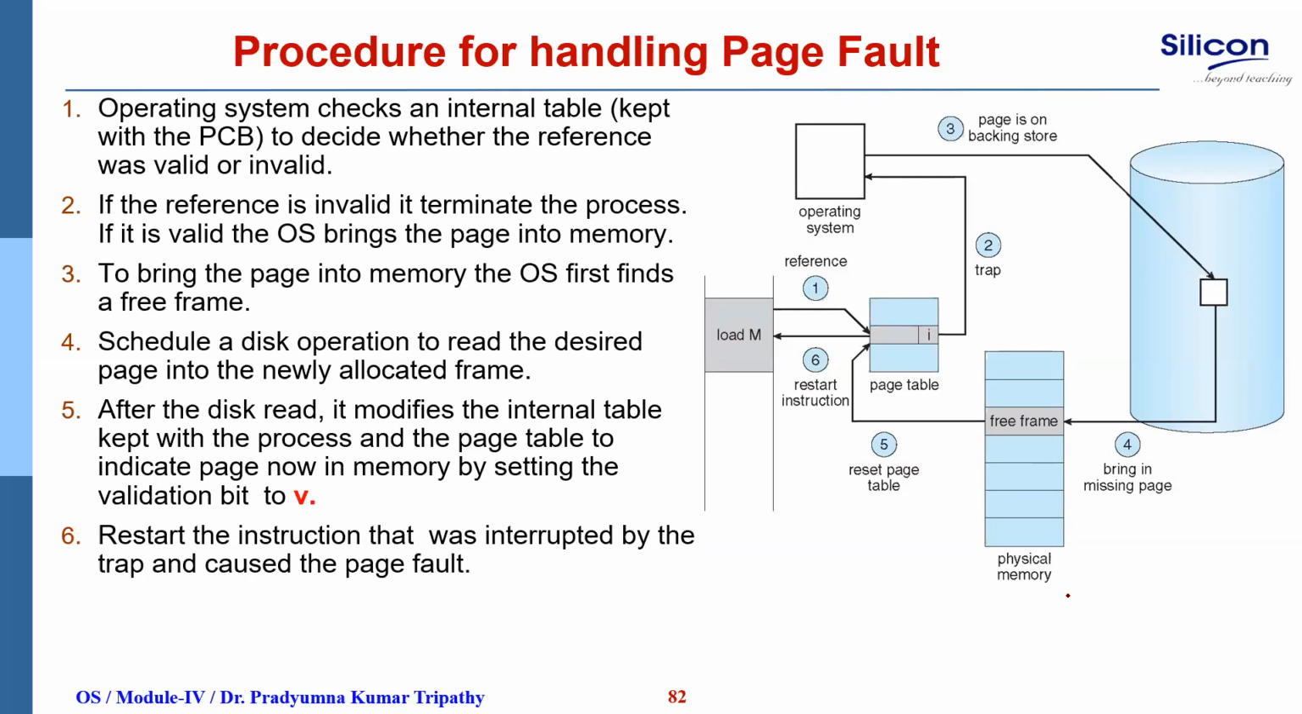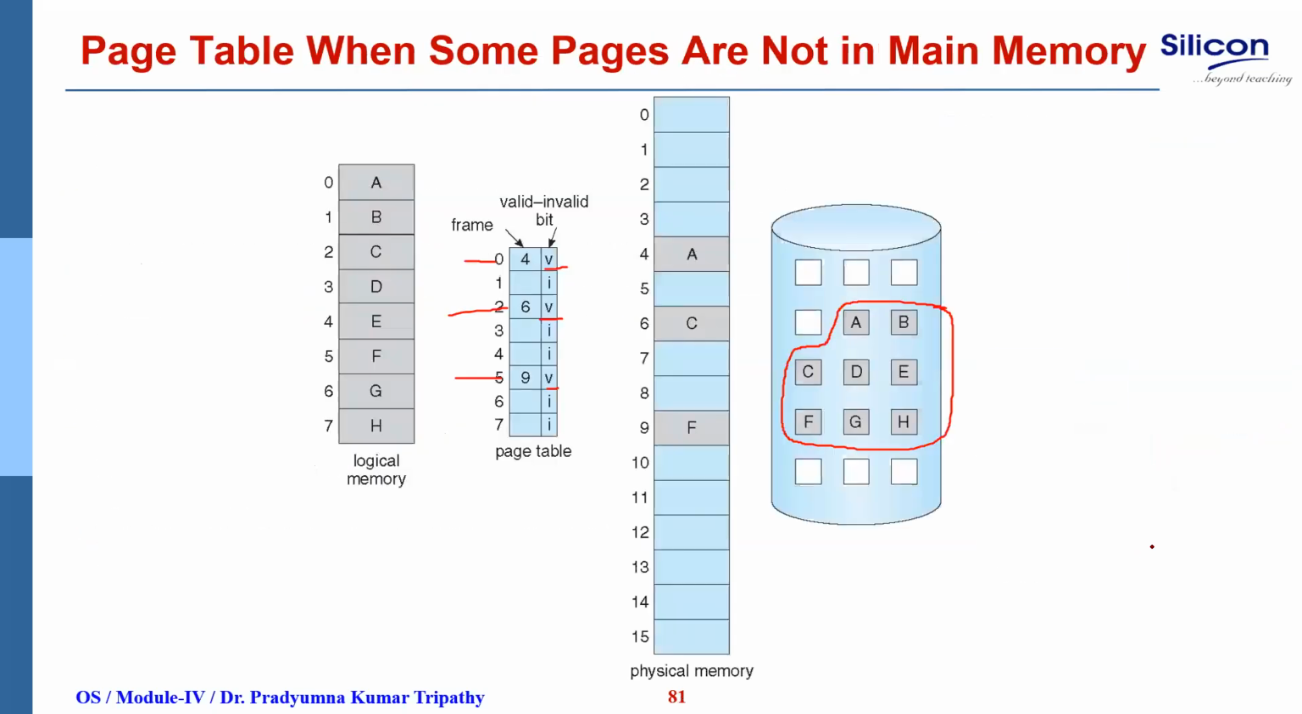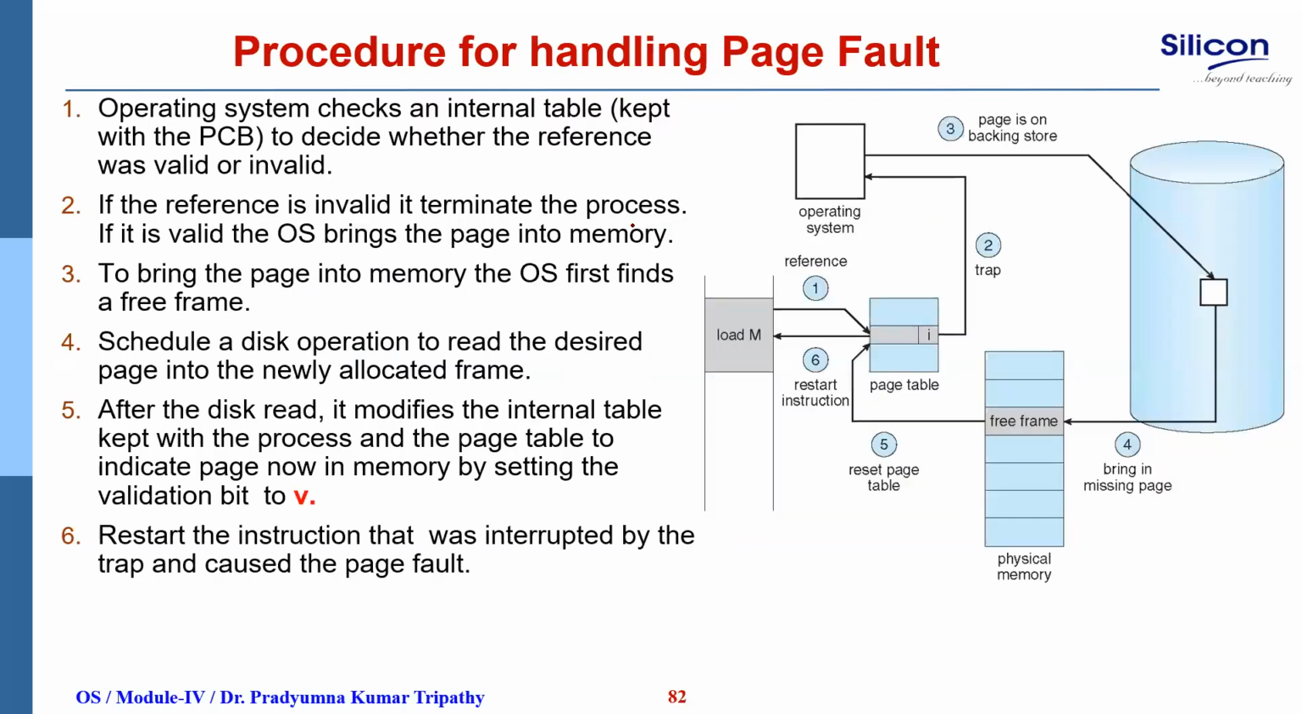The operating system checks an internal table kept in the PCB to decide whether the reference was valid or invalid. If it is valid, that means it is present. If it is invalid, it is not present. If the reference is invalid, it terminates the process. If it is valid, the OS brings the page into memory. Similarly, we have this bit that we set; we brought the page into memory and make it valid.